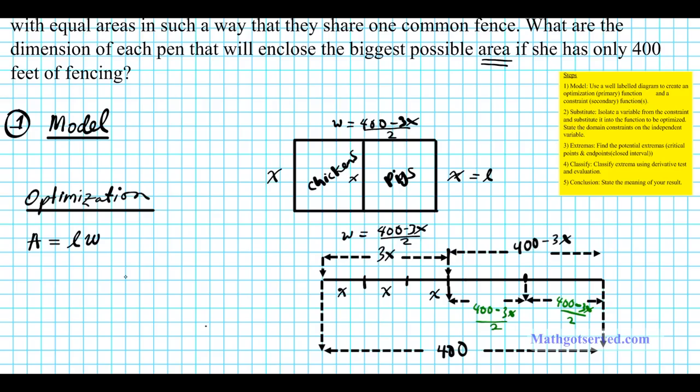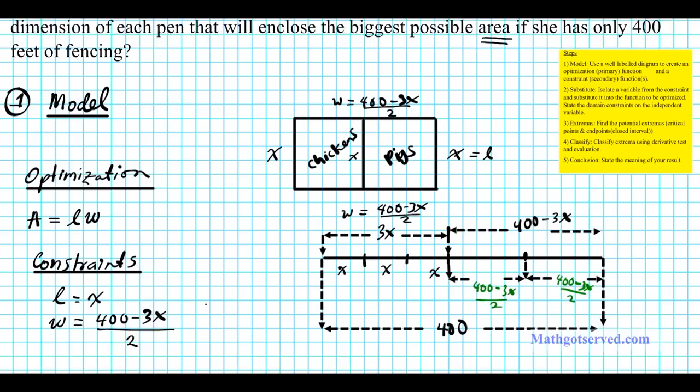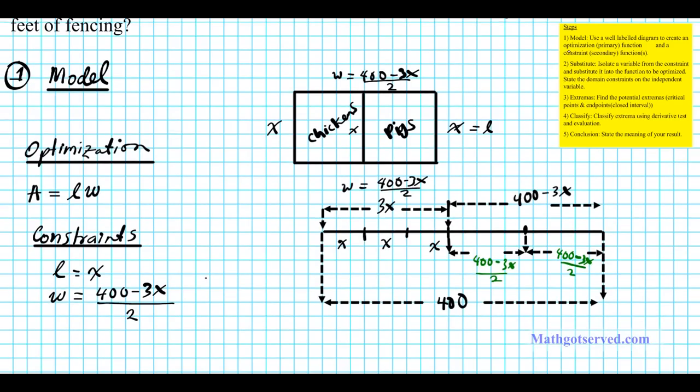All right, and then we also need our constraints. Our constraints are the constraints on the sides. We know that if we say the length is x, then the width must be (400 minus 3x) over 2. All right, so there goes our optimization and constraint functions for part number 1. So we have that done.